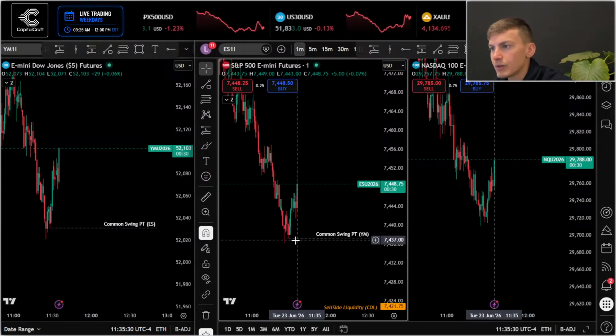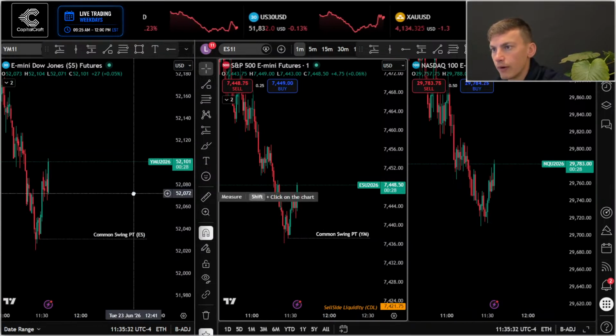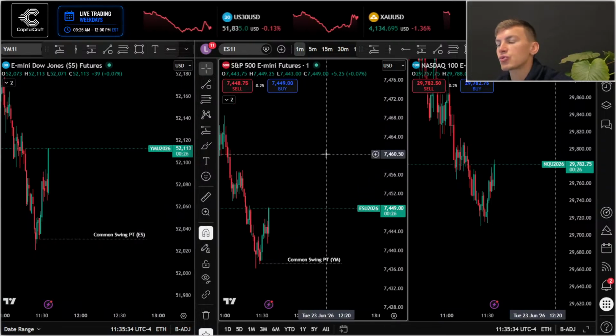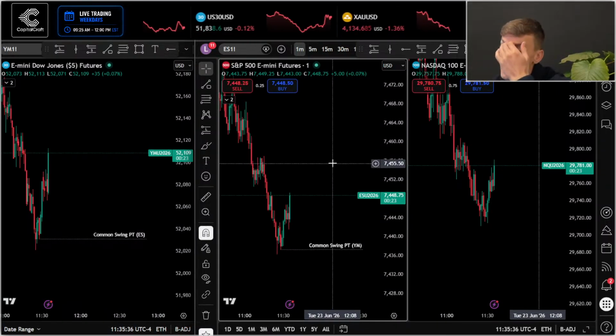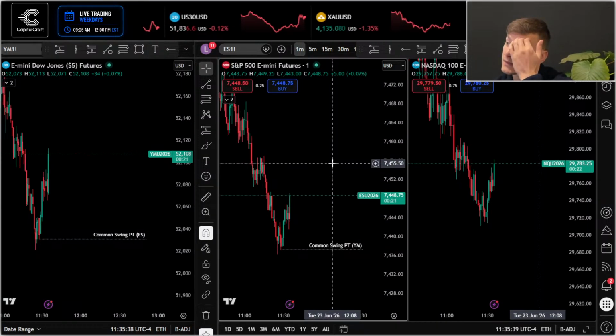Now, likewise, what we are seeing here is another potential swing point, okay? But what validates a swing point is the displacement. And that is super important.